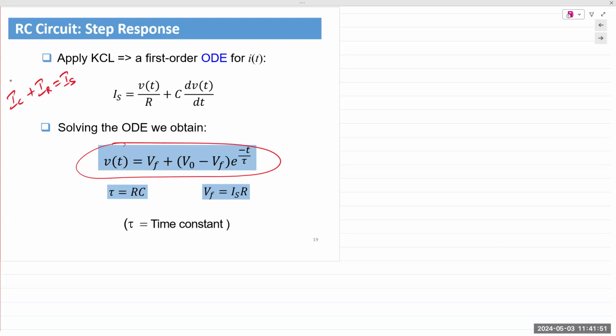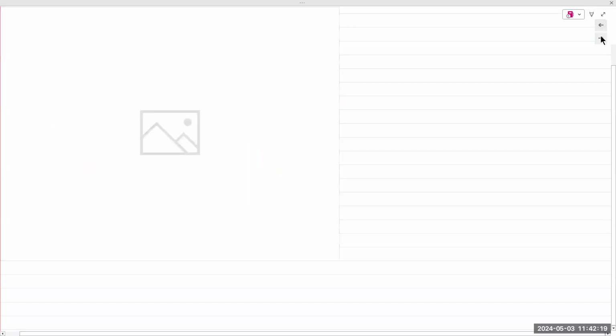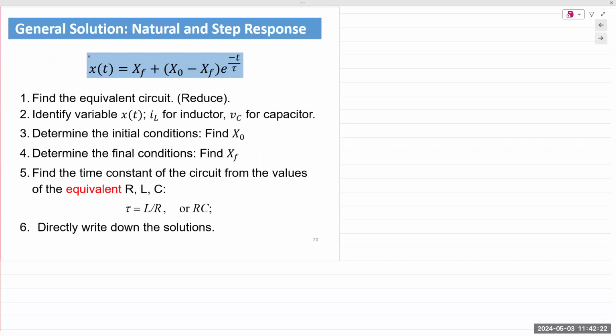So inductor, capacitor, charging, discharging. It's always e raised to minus t over tau. Tau is the thing that changes. For an inductor, it's L over R. For a capacitor, it's R times C. It doesn't really matter whether it's charging or discharging. It always has the same structure and same form. And here is our grand equation.